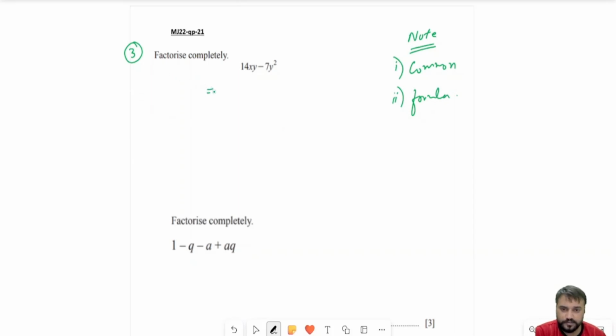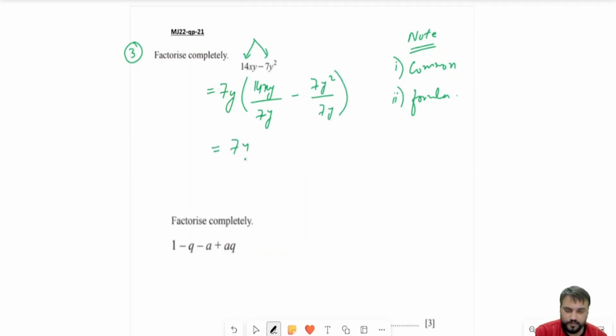So here in this case, 7 is common. Look at the coefficients. Here we have 14 and 7. So 7 is common. Here the variable is y. So only one y is common. After that, 14xy divided by 7y. The rule is you have to divide by the common value. Okay, 7y square divided by 7y. Now simplify it.